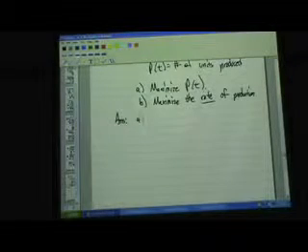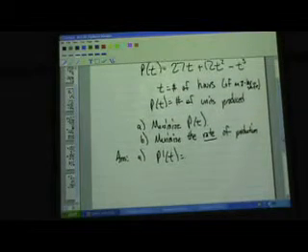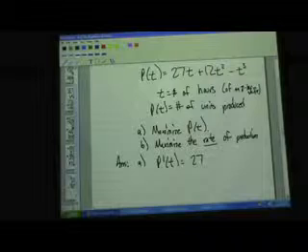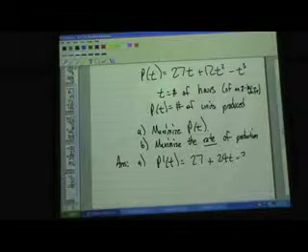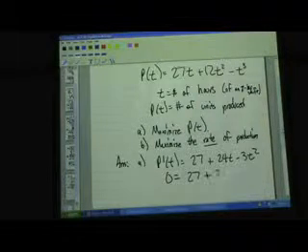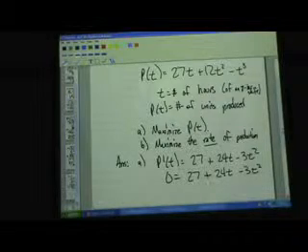Alright, so for part A, all we have to do is find the derivative, set it equal to 0, find the critical values, and figure out who's the max and who's the min. So the derivative is 27 plus 24t minus 3t squared. We got to put that equal to 0.